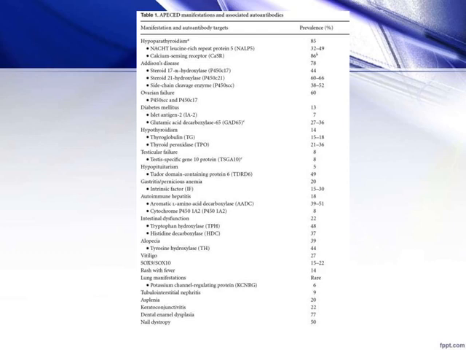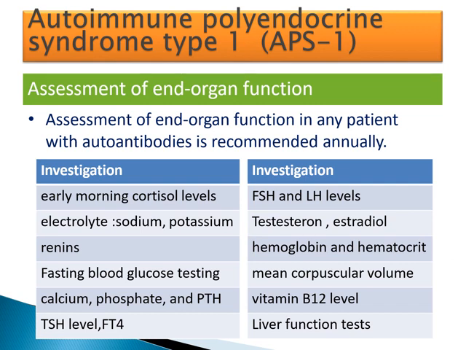Then how will we assess the end organ function? Assessment of the end organ function in any patient with autoantibodies is recommended. We will investigate with the early morning cortisol levels, electrolytes, sodium, potassium, renin, fasting blood glucose testing, calcium, phosphate and PTH, TSH levels, free thyroid hormone levels, T4, T3, FSH, LH levels, testosterone, estradiol levels, hemoglobin and hematocrit, mean corpuscular volume, vitamin B12 levels and liver function tests.